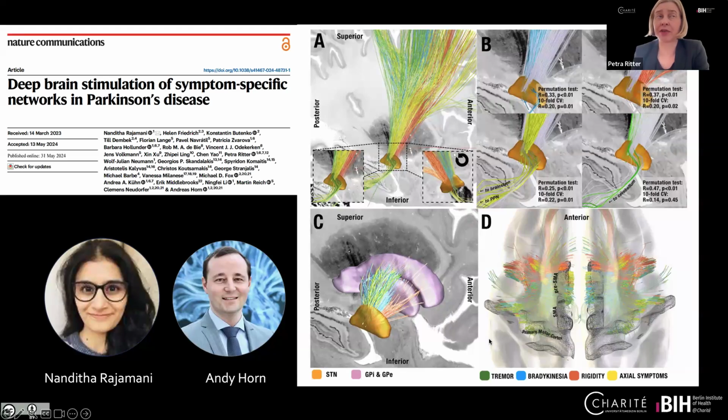And this is, for example, Parkinson's disease, as you can see here in the title. So what you see here is the subthalamic nucleus and the globus pallidus internus and globus pallidus externus, the colored structures. And here you see also different colors. The fibers are colored according to their importance for treating different symptoms in Parkinson's disease. And these symptoms are tremor, bradykinesia, rigidity, and axial symptoms.